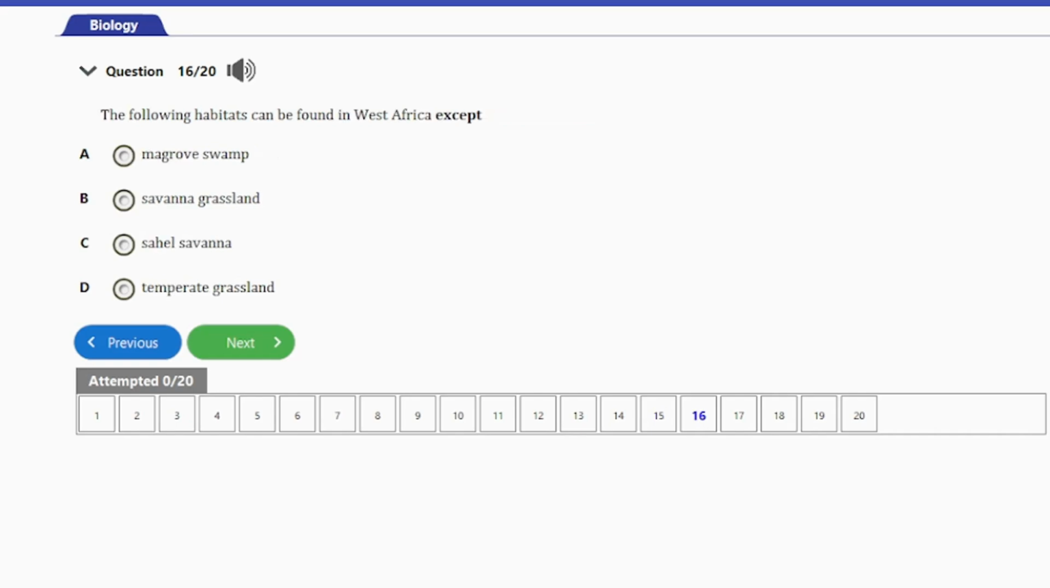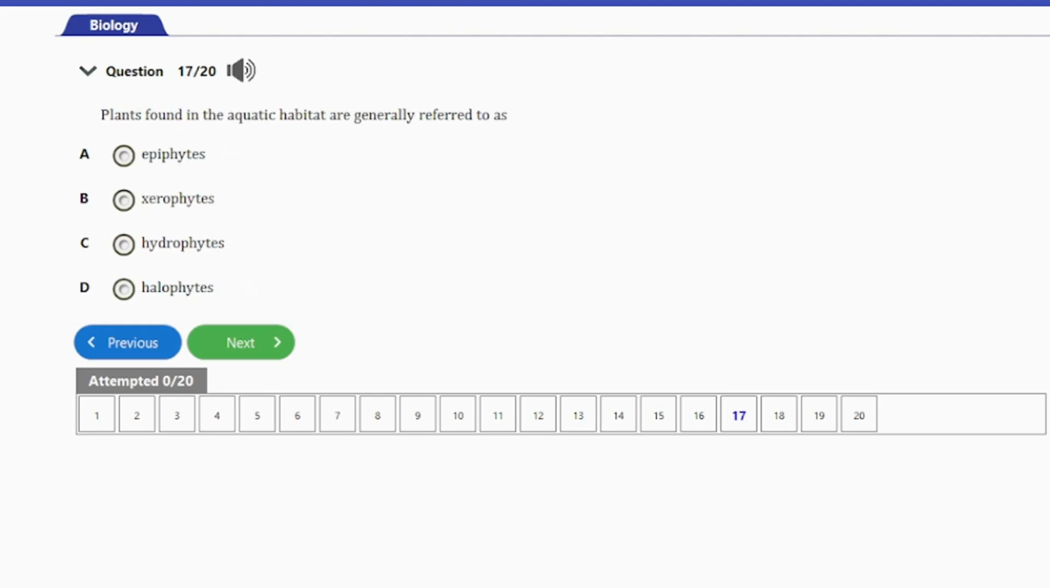Question number 16. It says, the following habitats can be found in West Africa except A. Mangrove swamp, B. Savanna grassland, C. Sahel savanna, D. Temperate grassland. So guys, the answer to this question here is option D, the temperate grassland. So that's it for that question. Let's consider the next question.